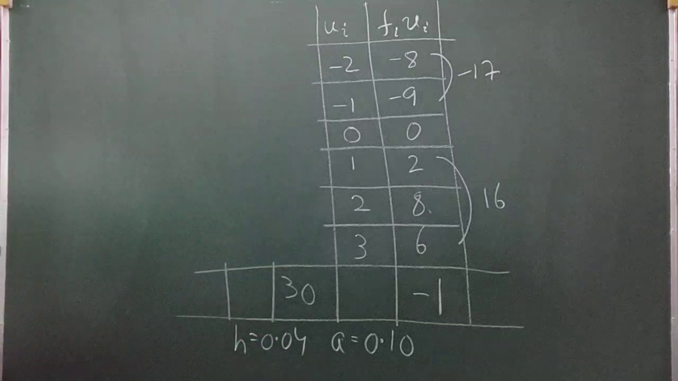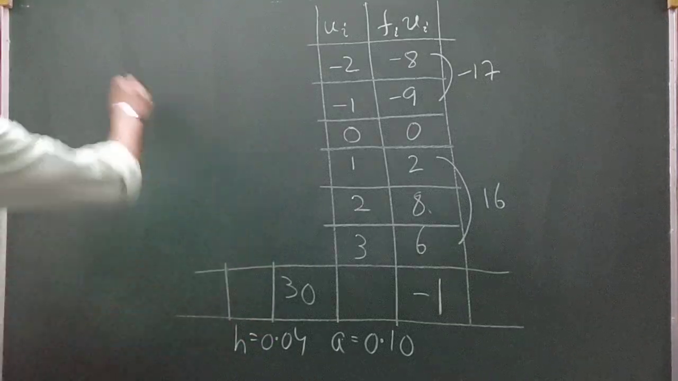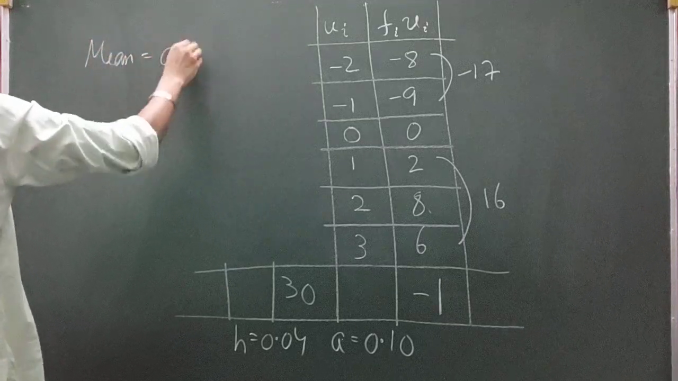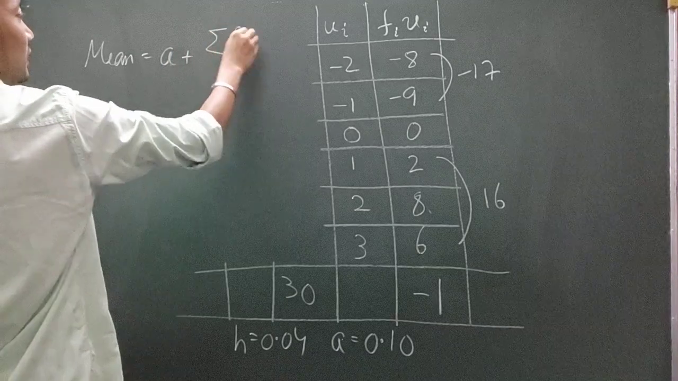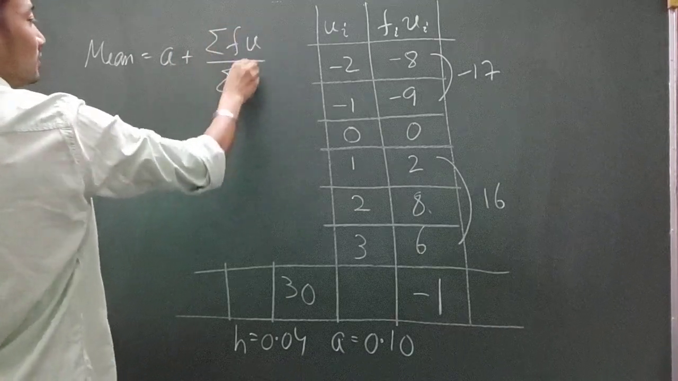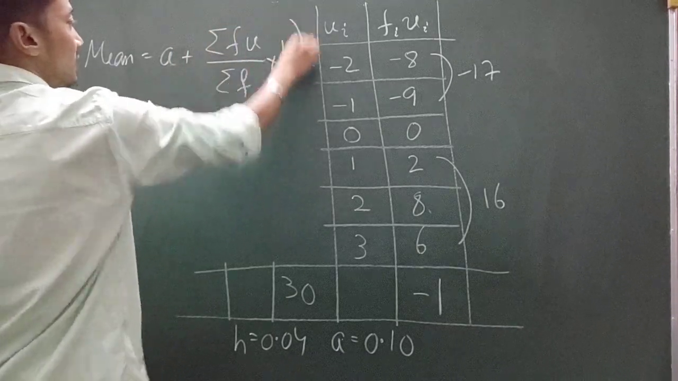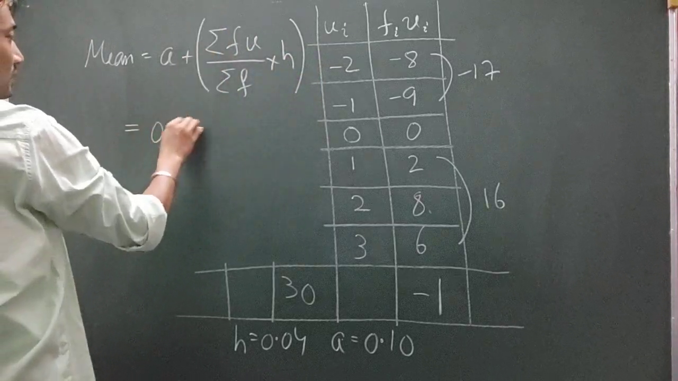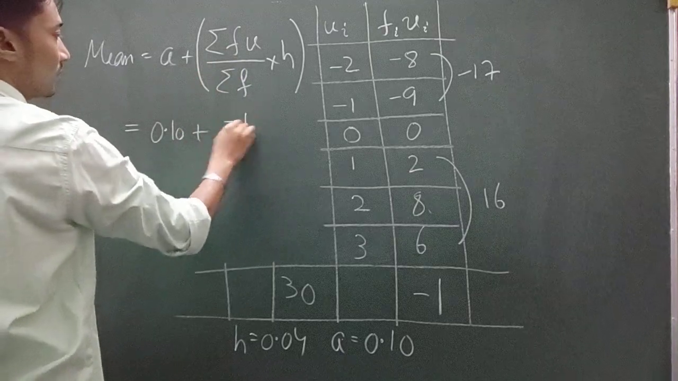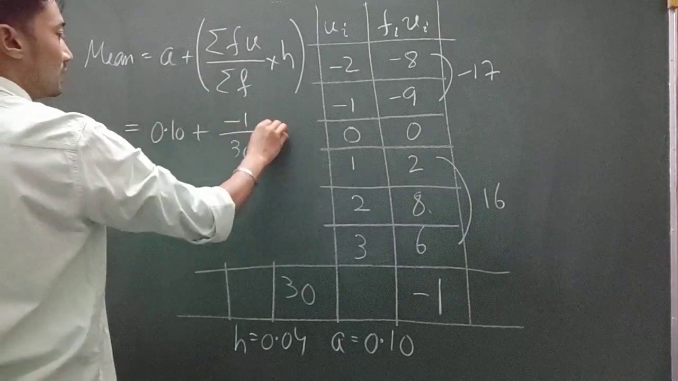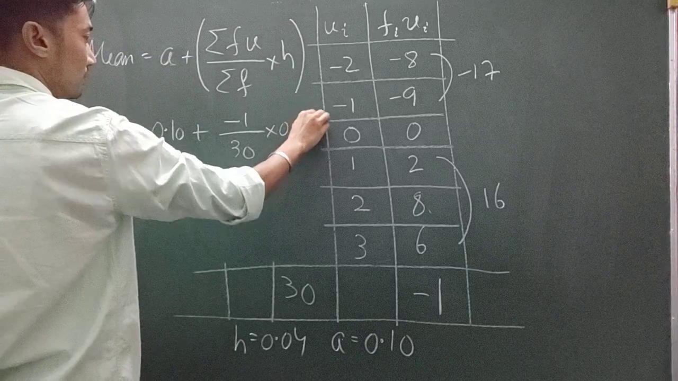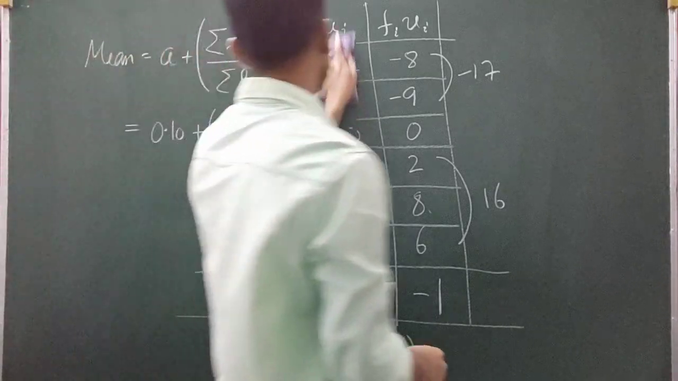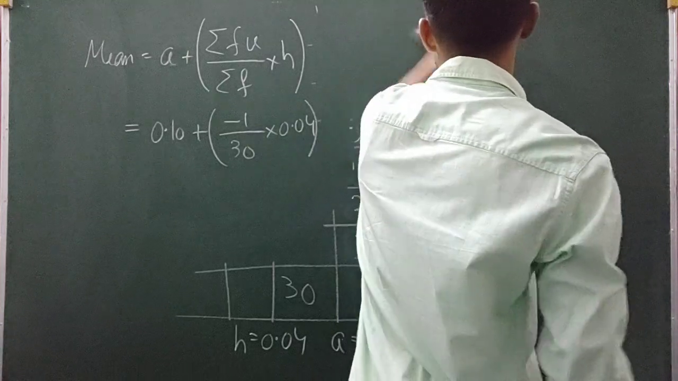Okay, let's calculate the mean then. So the mean would be a plus summation of f into u divided by the total of the frequency, into h. This h is for the class width, okay, product. So the a value is 0.10, plus summation of f into u, which is minus 1, divided by the total of frequencies, 30, and this is 0.04, the class width. Now of course, yes, you're going to require some calculations here.